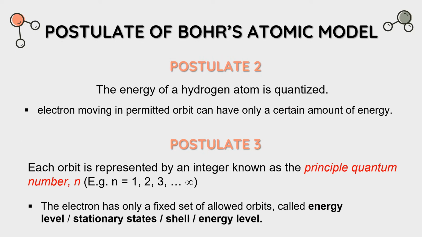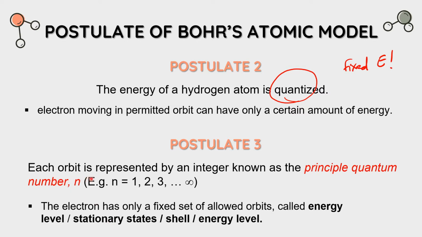In the second postulate, the energy of a hydrogen atom is quantized, meaning that each orbit has a fixed amount of energy. An electron moving in a permitted orbit can have only a certain amount of energy. We can have an electron orbiting the nucleus at n1 and also an electron orbiting the nucleus at n2, but the energy of the electron at n1 will not equal the energy of the electron at n2. That is what is meant by quantized. Energy is quantized.